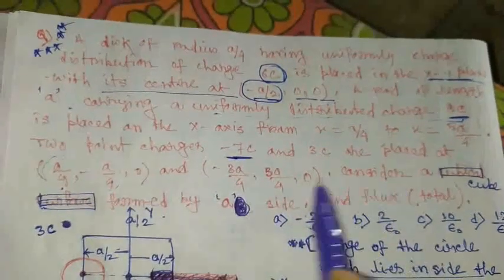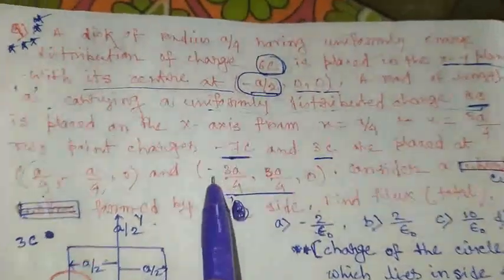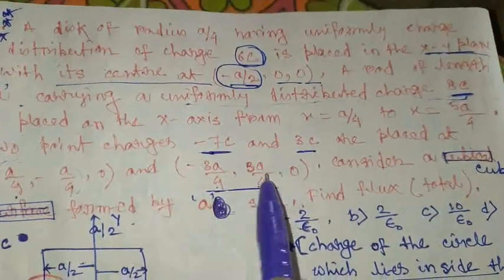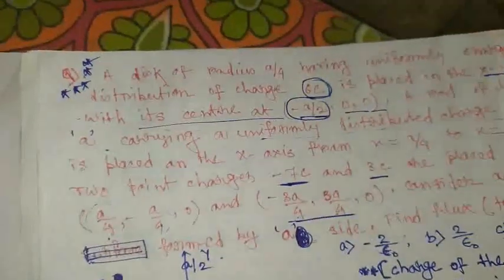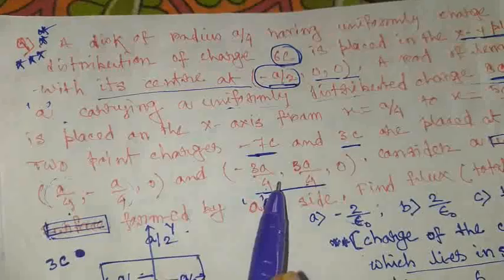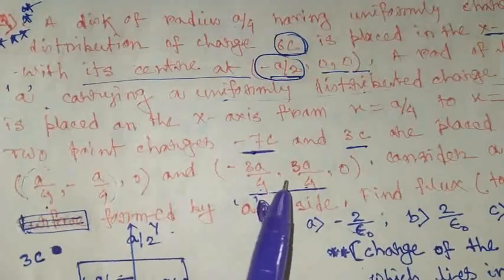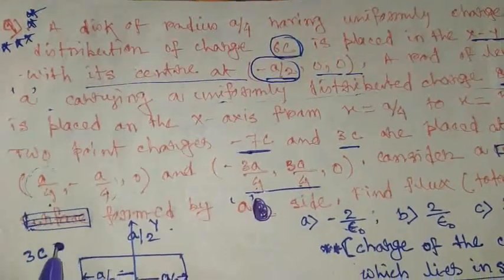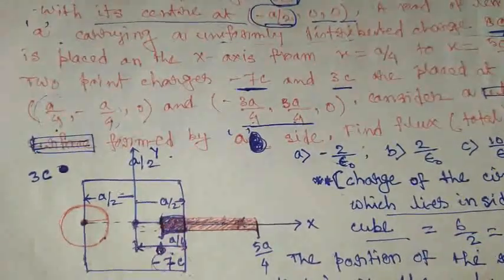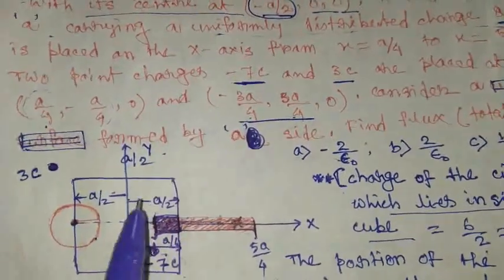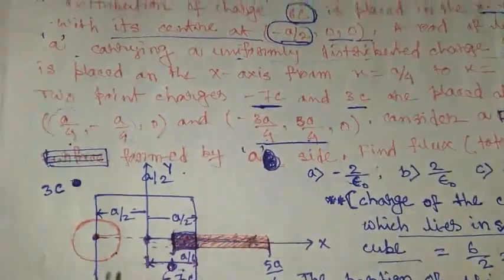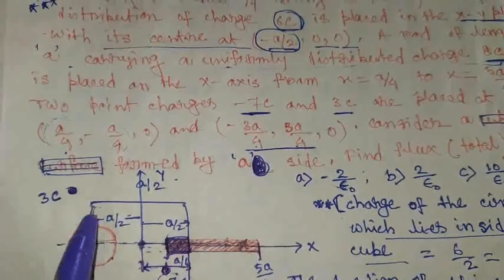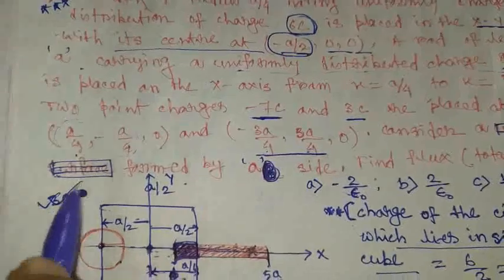Now moving towards the 3 coulomb charge, whose location is here, that is whose coordinates are minus 3a by 4, 3a by 4, 0. That means it lies in the 2nd quadrant. And if we put this in the coordinate system, then we find that the charge lies outside this cube, because this distance is a by 2 and 3a by 4 is outside this length. So it is outside the cube.